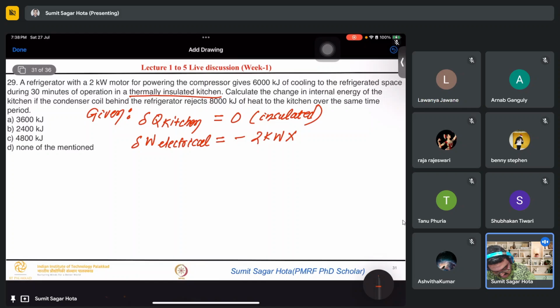For how much time are they doing the work? For 30 minutes. Let's convert it into seconds, because kilowatt is kilojoule per second, and if you multiply it by 60 seconds, we can get the value in terms of kilojoule. Okay, so let's apply the first law of thermodynamics.